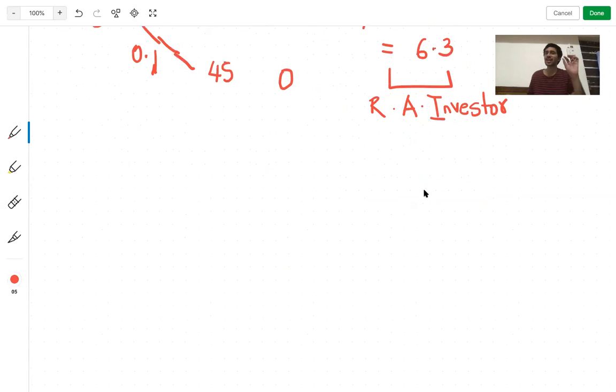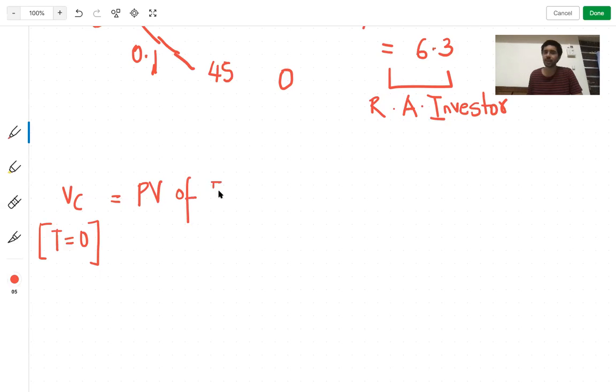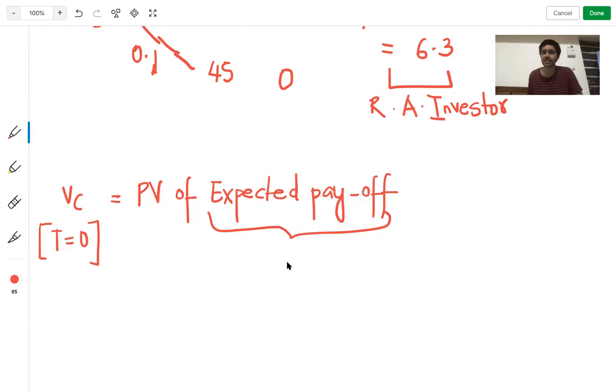Now the standard DCF technique says that the value of a call option at t equal to 0 is equal to the present value of the future expected payoff, where the expected payoff over here is actually 6.3. We have calculated this. Okay, this is $6.3. The thing that we actually do not know is what should be the discount rate to take the present value.